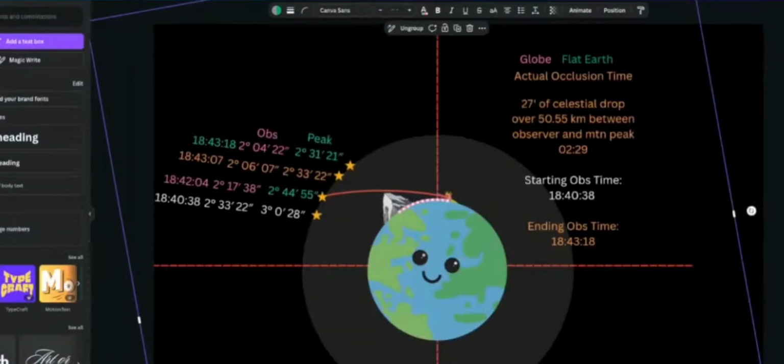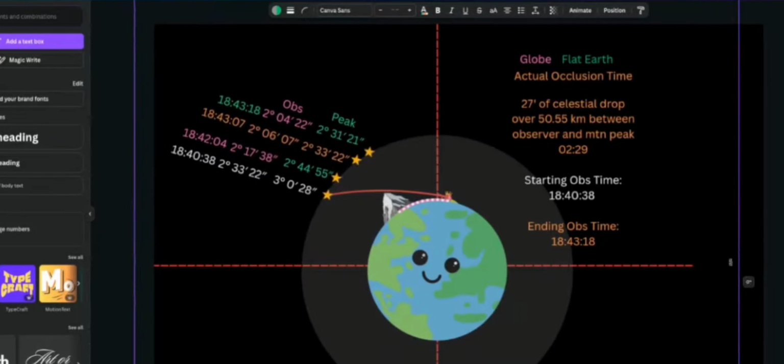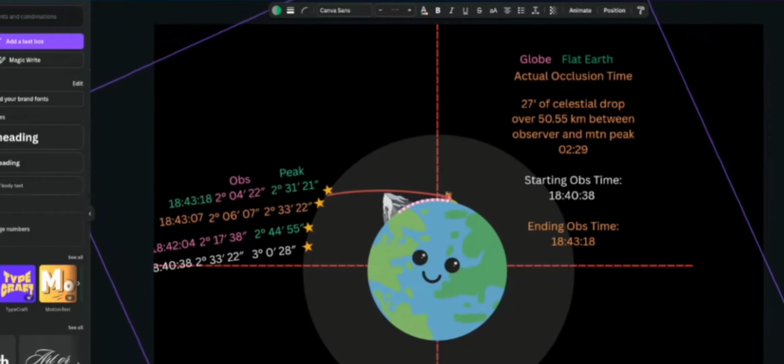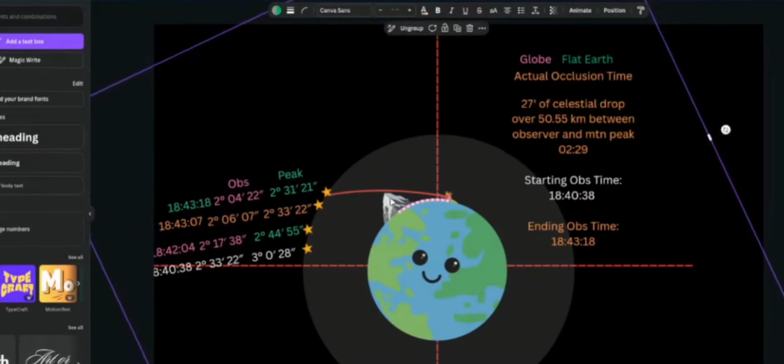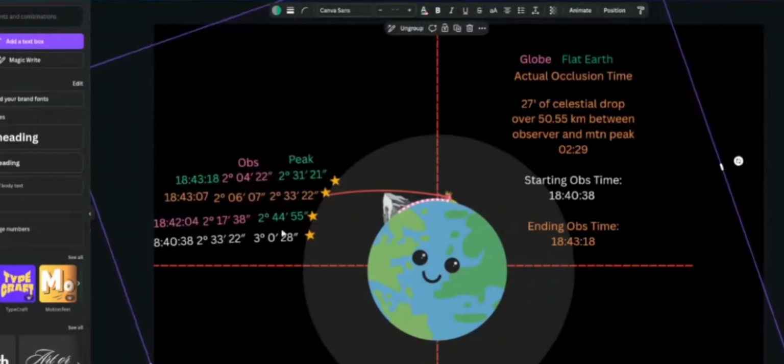So the star's true position started at 233 for the observer, and it got occluded at an angle that makes a congruent triangle from star to peak to observer at 231. Oh, sorry, that's actually too far. My bad. At 233, sorry. So at the end of that central angle transit is when it got occluded.